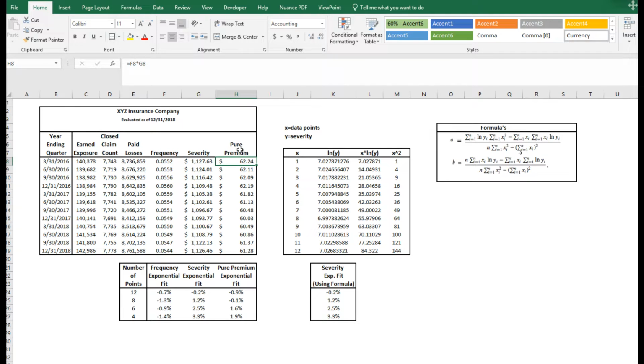So what are the units on pure premium? Frequency is claims over exposure, severity is paid over claims, and the claims cancel. Pure premium is losses over exposure. Now what I have down here is really the important part when it comes to the Excel formulas you should know going in as an actuarial student: the log S formula.